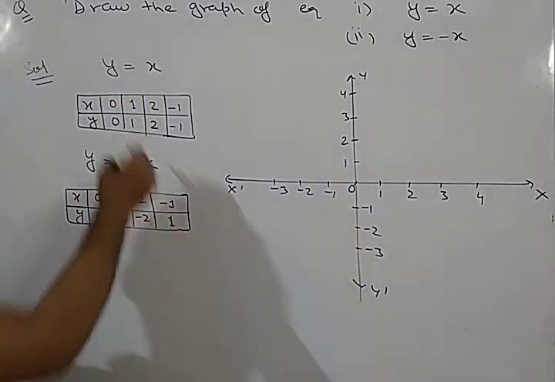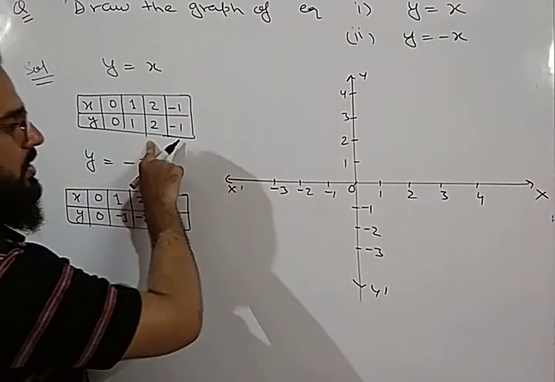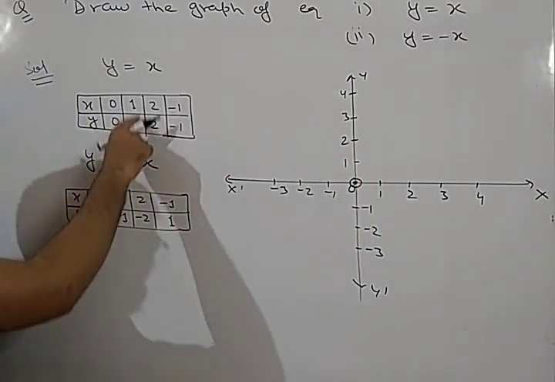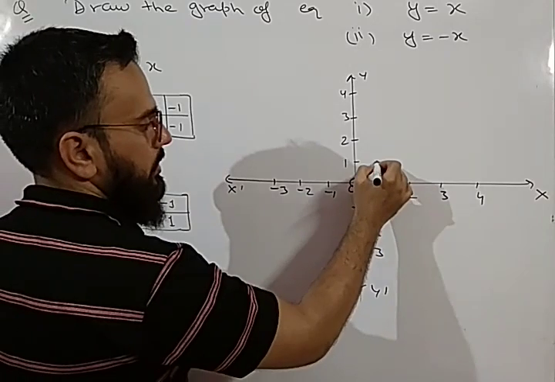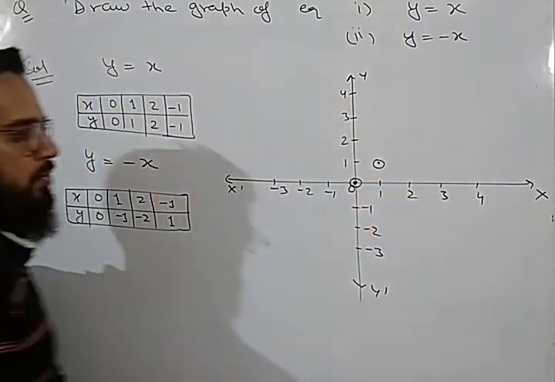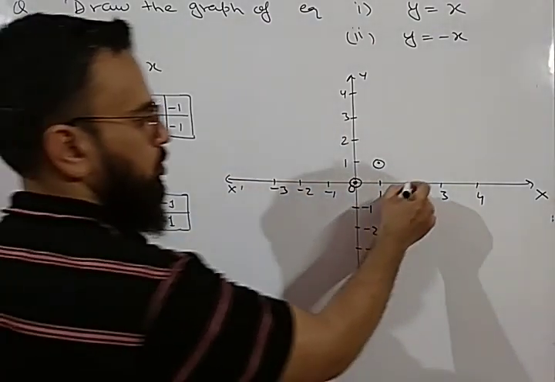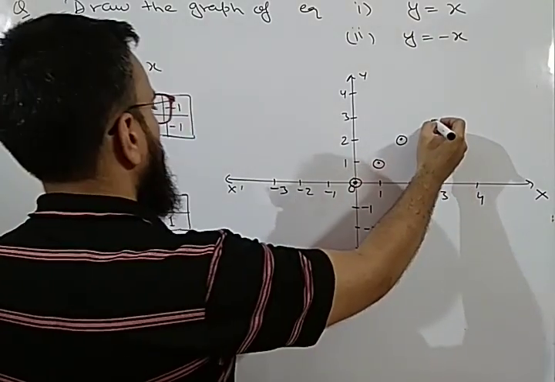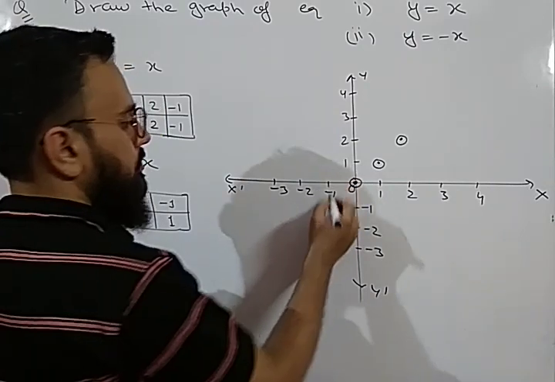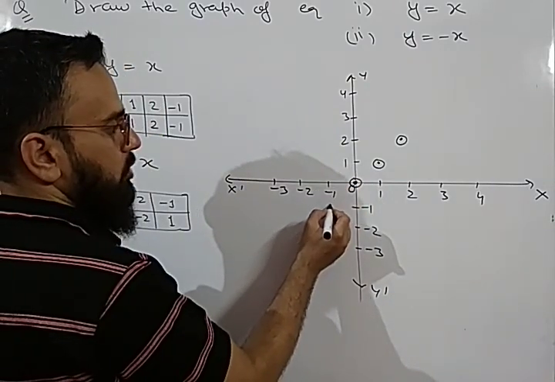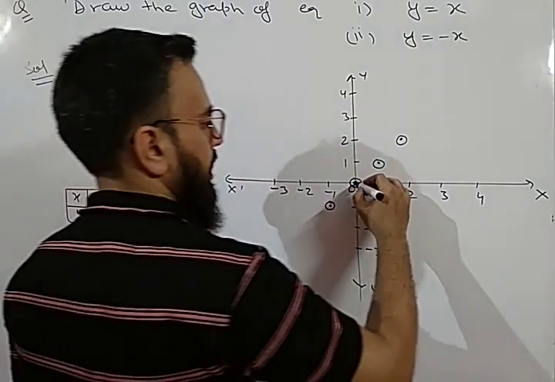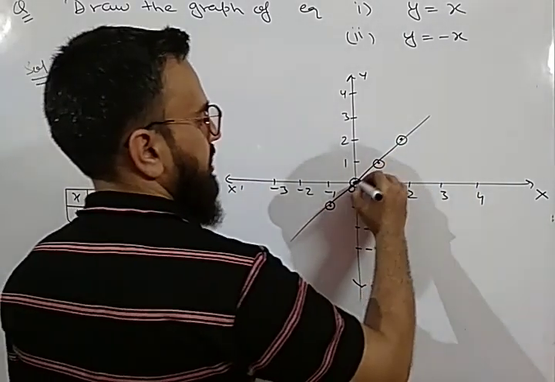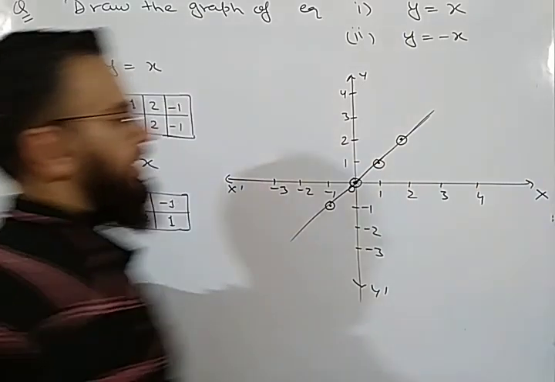Now the first ordered pair is 0, 0 for the first equation. 0, 0 is this point. Then the second point is 1, 1, so x equal to 1 and y also equal to 1. Then the next point is 2, 2. Then it is minus 1, minus 1. If we join all these points, it forms a straight line passing through the origin, and this is the straight line.